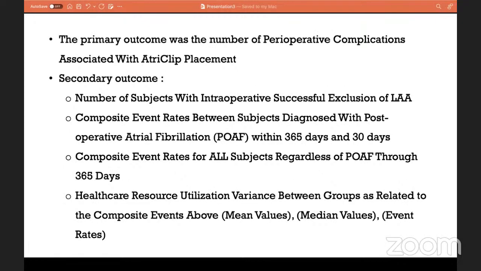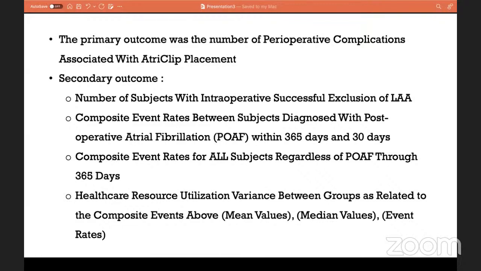So they had multiple outcomes they wanted to study. The primary outcome was the number of perioperative complications associated with atrial clip placement. So this is regardless of developing post-operative atrial fibrillation. All subjects were assessed for this primary outcome.